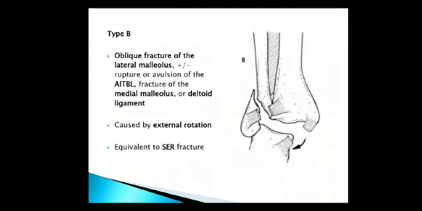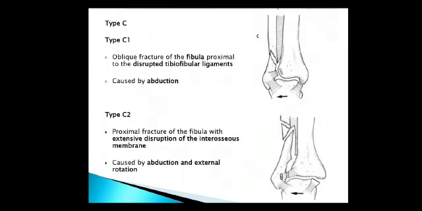Type B is at the level of the syndesmosis, which can be avulsion of the anterior inferior tibiofibular ligament, or the deltoid ligament can also be associated. It is caused by external rotation, equivalent to supination external rotation. Type C is higher up, higher than the syndesmotic level, with disruption of the interosseous membrane, then it will be C2, without it will be C1.